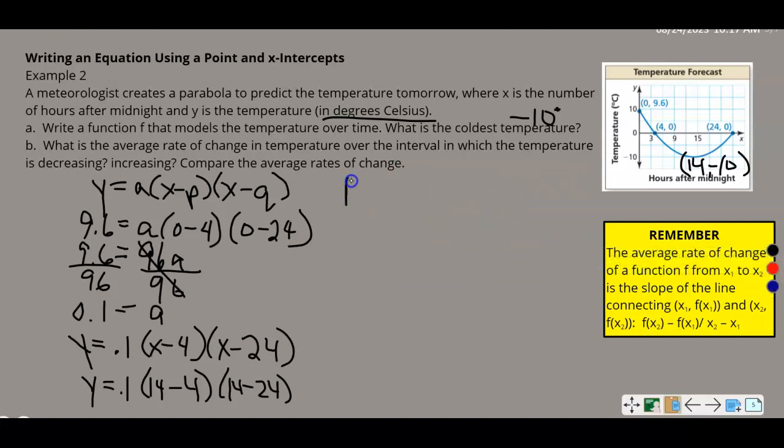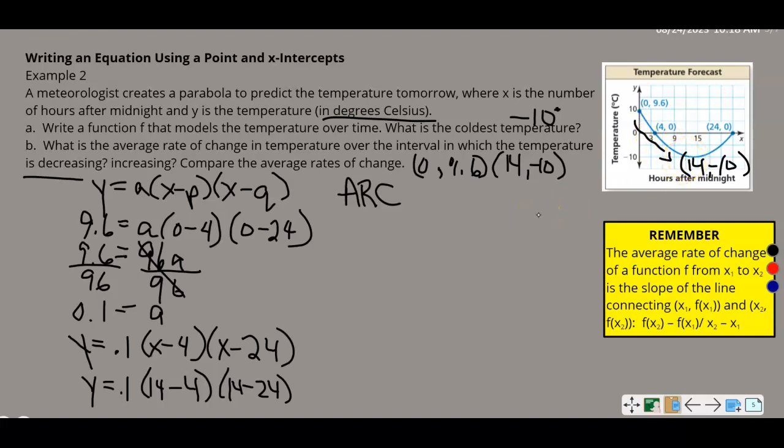All right, so the average rate of change when it's decreasing, when it's going down. So from 0 and 9.6 down to the vertex, which is (14, -10). It is decreasing over that interval. So see here, you can see it is decreasing from here down to the vertex. Decreasing, it's going downhill from left to right.